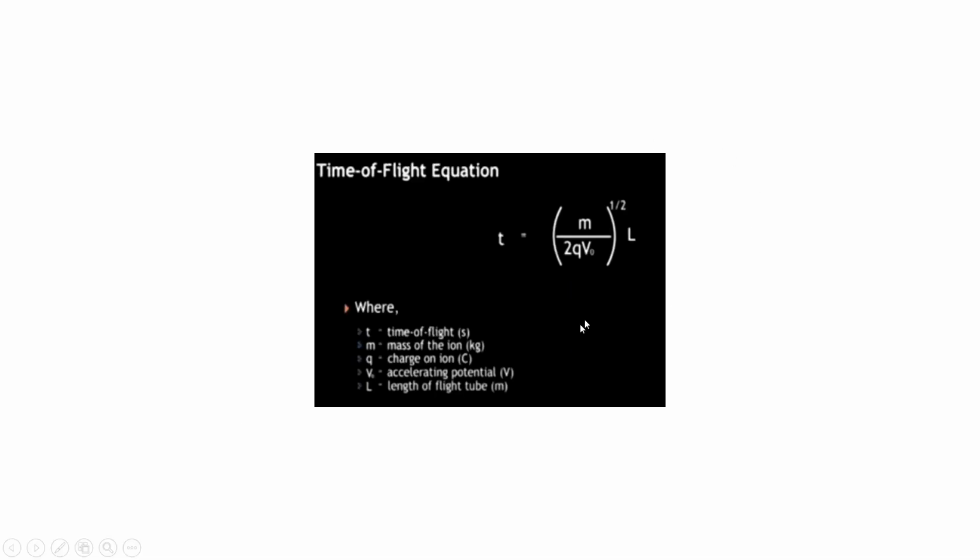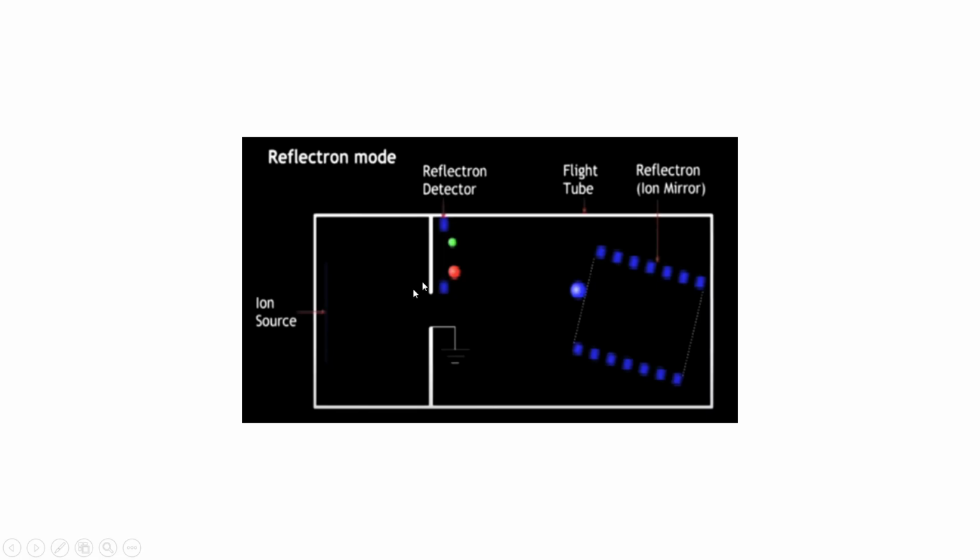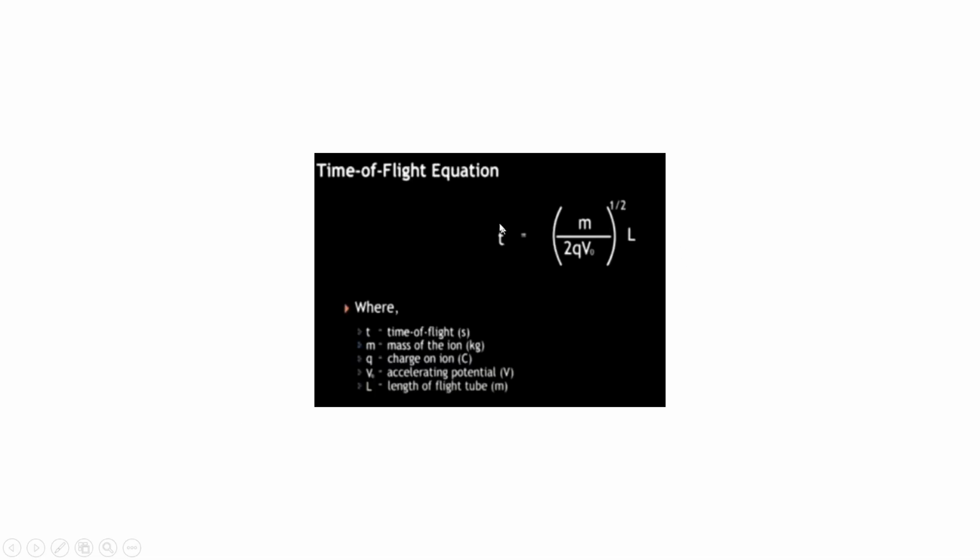So this equation, if you want to know more details of it: m is the mass of the ion, q is the charge of the ion, V is the accelerating potential, and L is the length of the flight tube. So this will increase the time accordingly. This is the length which becomes greater here compared to the one which was closer. The detector was closer; here the detector is here. It takes more time to hit the reflection ion mirror, and then to reach the detector it takes more time. So the length is more, the time will be more. It is directly proportional.